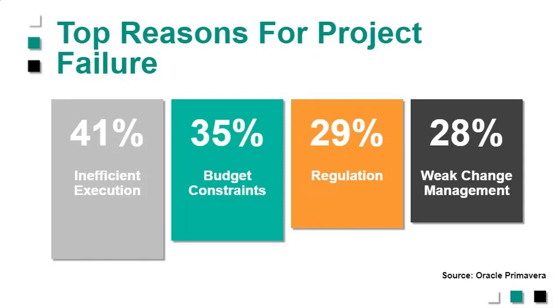So Oracle did this review a little while ago. Again, this might be a few years old, but some of the main reasons we struggle with projects are inefficiency and execution, which of course is something that Unifier has huge potential to help you with. Understanding your budget constraints. Again, we've got very strong cost control in Unifier, so that'll be something I'm going to touch on. I'm going to show you that.